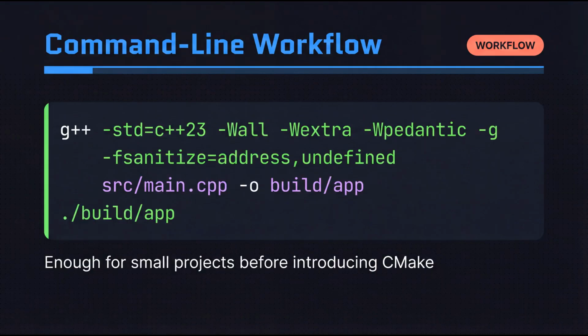Here's a complete command line workflow for small projects. g++ with C++23 standard, all warnings, debug symbols, and both sanitizers. Compile main.cpp into build/app. Then run it. This single command gives you strong warnings to catch code issues at compile time. Debug symbols for stepping through with a debugger. Sanitizers to catch memory and undefined behavior errors at runtime.